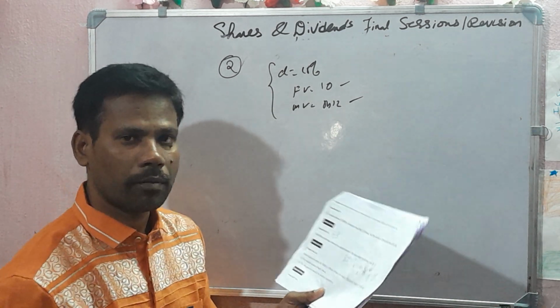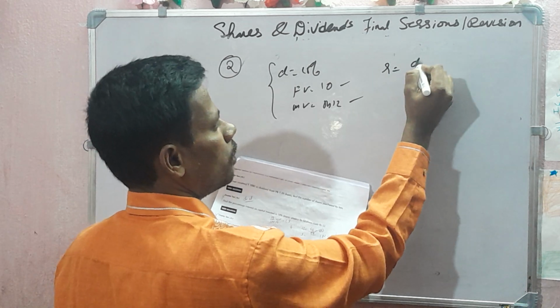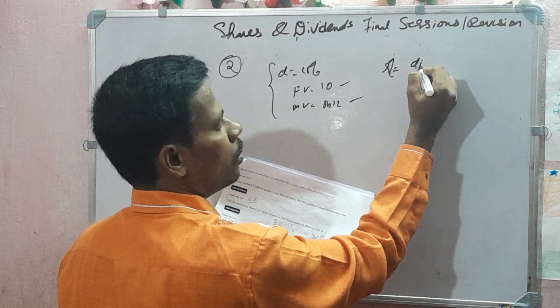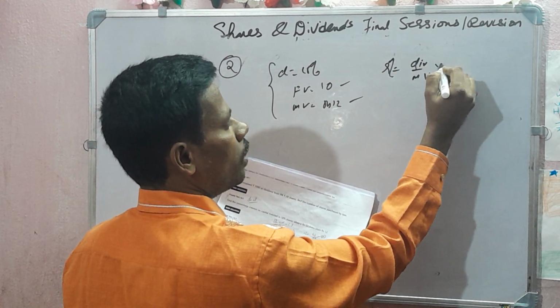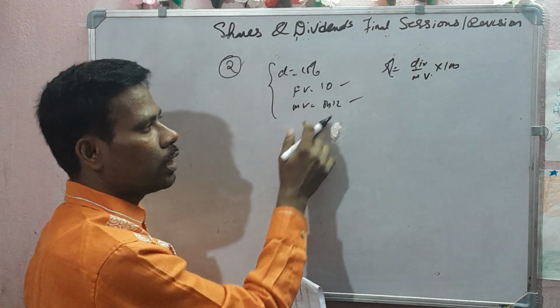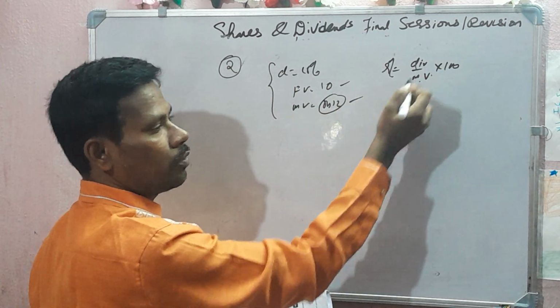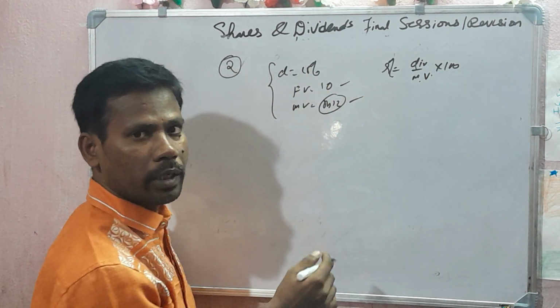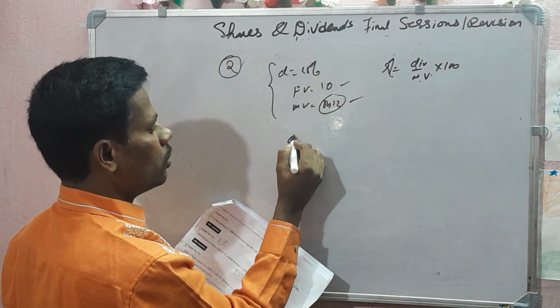Percentage interest on the capital. Percentage interest means rate percentage is equal to dividend by market value into 100. Do you know the dividend here? Market value you already know. Dividend you don't know, so calculate the dividend here. So dividend is equal to 18%.